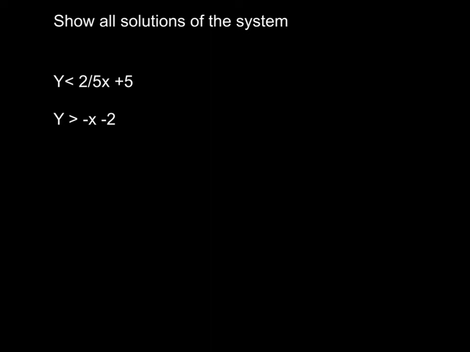This is a much more common system of inequalities. Both of these inequalities are written in slope-intercept form. You can imagine that the first one has a slope of 2/5. It's going to be rising slowly and has a y-intercept of 5. The second one has a slope of -1 because it's -1x, and it has a y-intercept of -2, so it's probably going down like this. Let's see what they look like when you actually graph them.